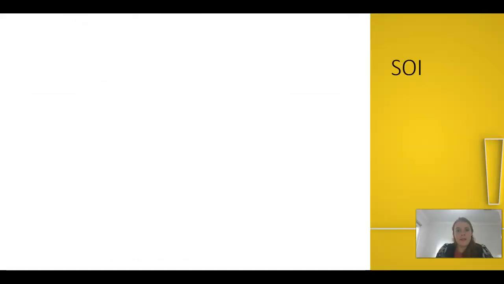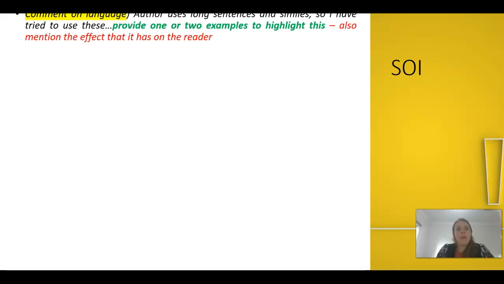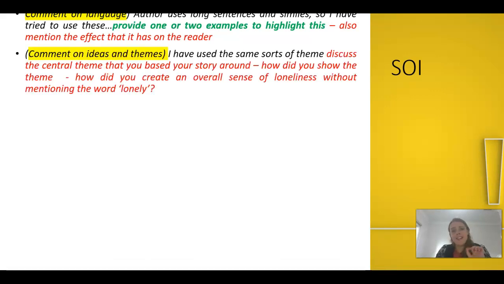Okay, I'm going to show you this in some more detail. These sentence starters are fantastic. You may use these to structure your own. So you comment on the language. The author uses long sentences and similes. And I have also tried to use these, and then you would actually quote yourself. So quote your story and explain why you've used it. I've used the same sorts of themes, discussed the central theme that you based your story around. How did you show the theme? How did you create an overall sense of loneliness without mentioning the word lonely?